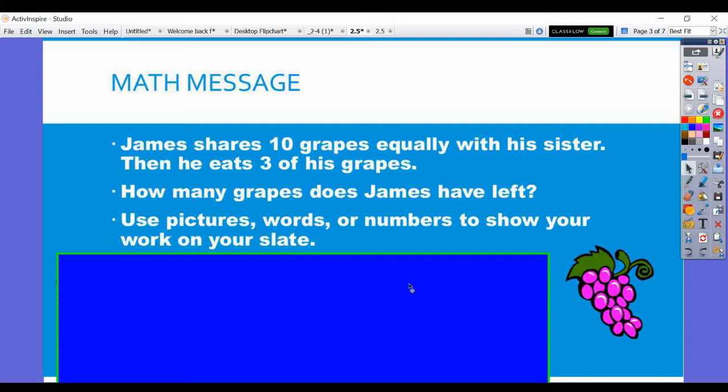Use pictures, words, or numbers to show your work on your slate, or you can write it down on your slideshow. If you've already completed the problem, please continue. Otherwise, please pause and solve the problem. Remember to try to include a number story.